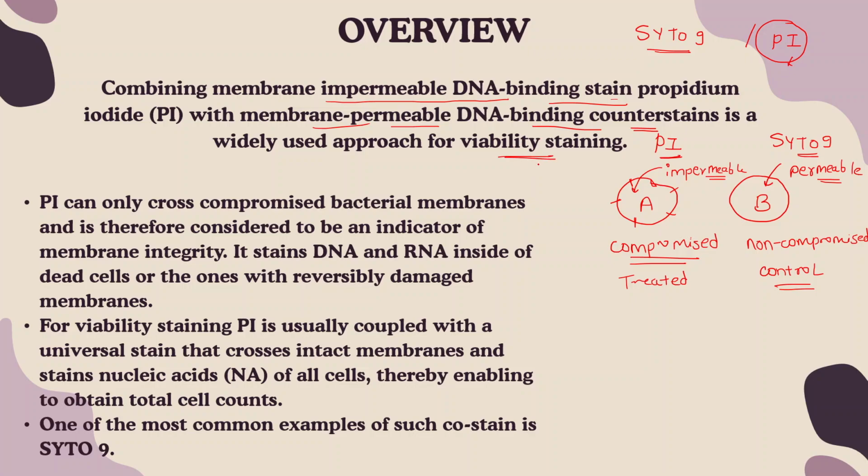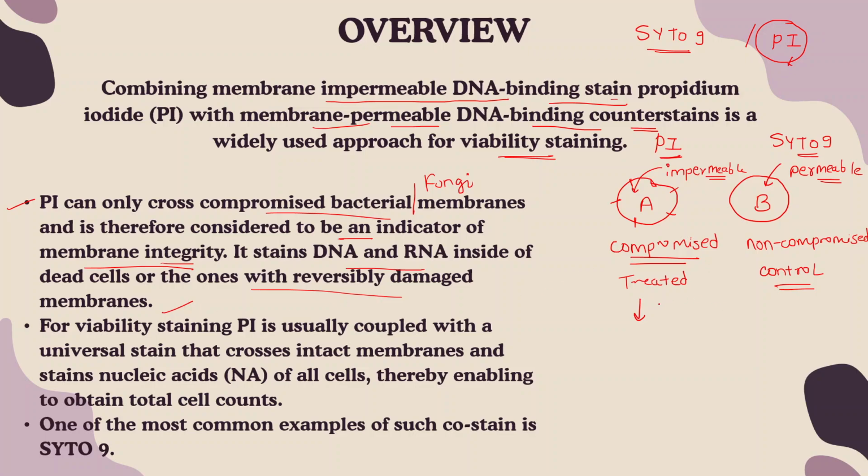So this is generally a viability staining which involves two different types of stain. One is the membrane impermeable DNA binding stain and another one is the membrane permeable DNA binding stain. We have seen that PI can cross only compromised bacterial membrane and is therefore considered to be an indicator of membrane integrity. Along with bacteria, it can cross the fungal membrane also. PI is generally utilized to visualize whether the membrane integrity is altered or not in treated cells. It stains both DNA and RNA inside of dead cells or the ones with reversibly damaged membrane.